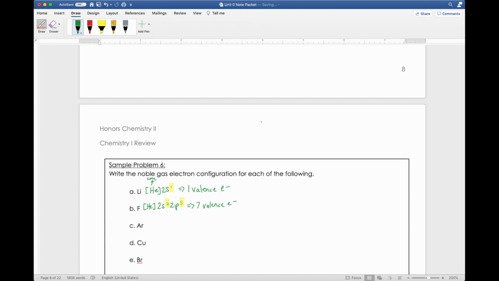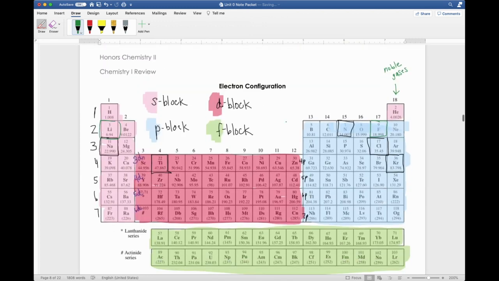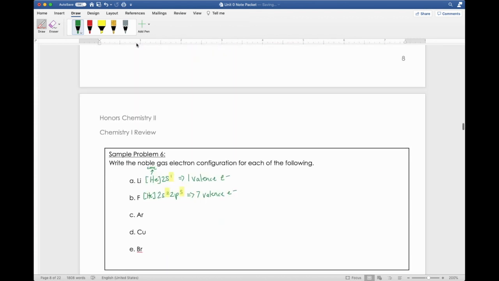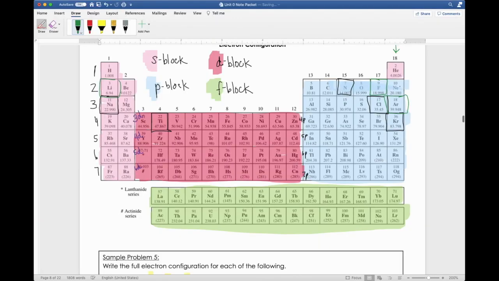Let's try argon. So you might notice that argon itself is a noble gas right here. However, even though it's a noble gas itself, you still want to go to the noble gas before. And that's because you want to show those valence electrons. So writing argon in brackets is not correct because you're not showing the valence electrons. You always want to show them. So we'll write neon in brackets, and then we're going to start from there.